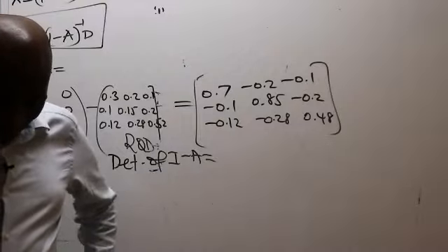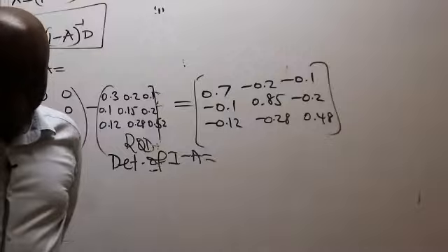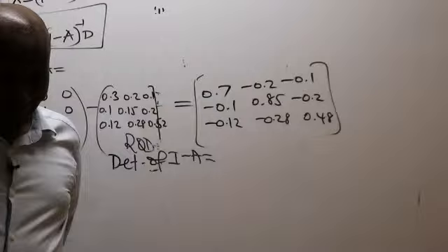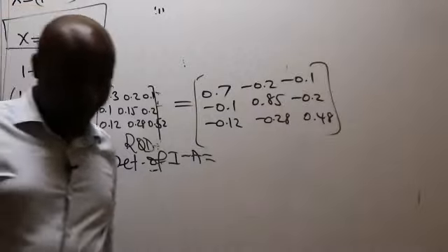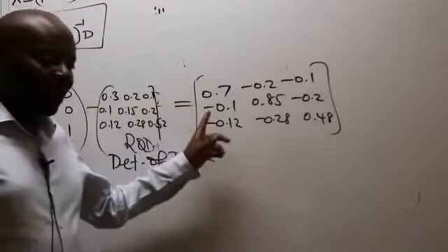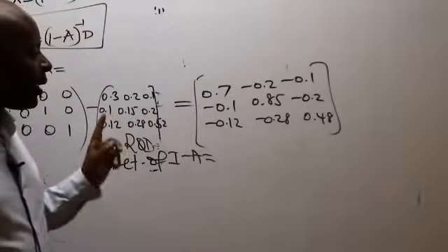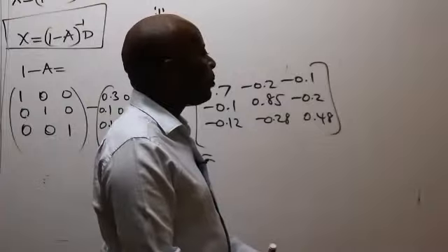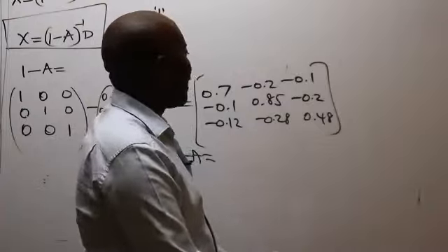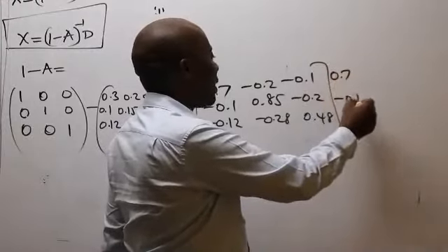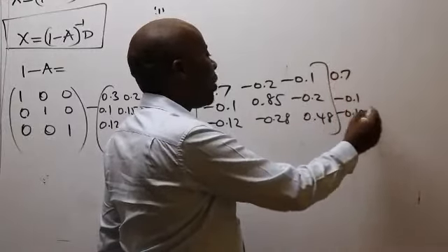Or is it that all of us can't see anything? Okay, ladies and gentlemen, let me help you. Isn't this the matrix of I minus A? If this is the matrix of I minus A, for me to get the determinant, what I'm supposed to do is to come and duplicate the first two columns here. So we have 0.7, we have minus 0.1, we have minus 0.12.